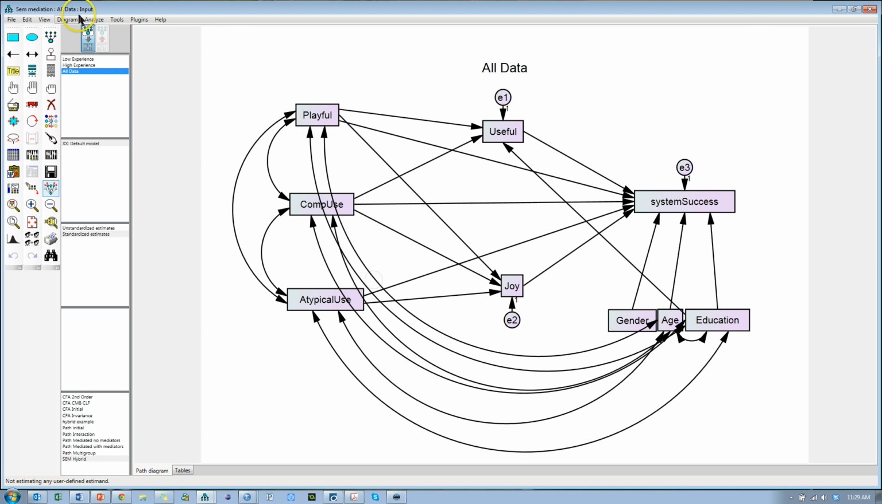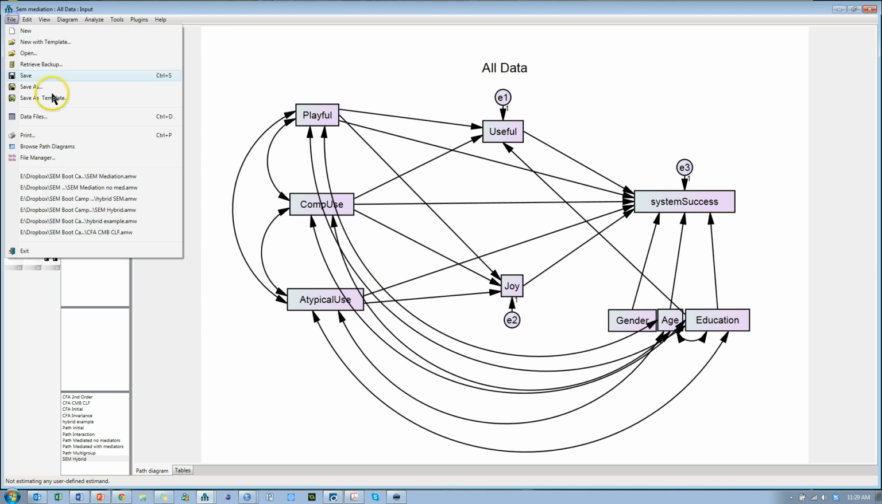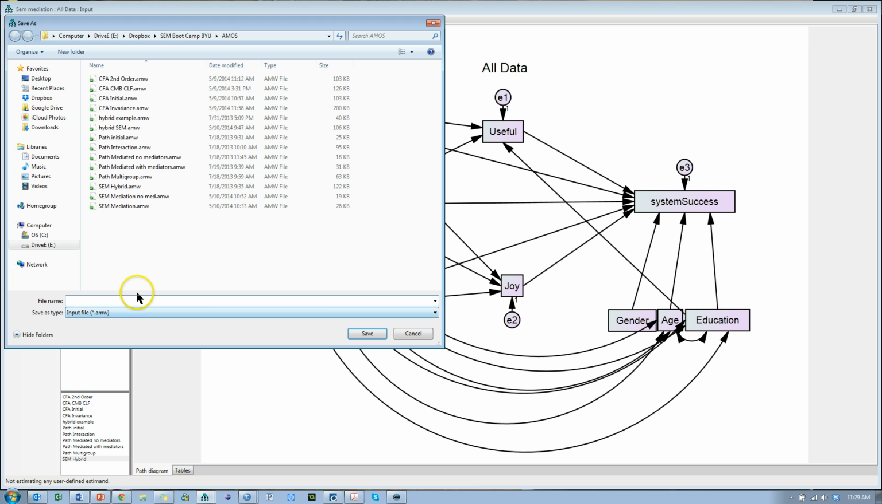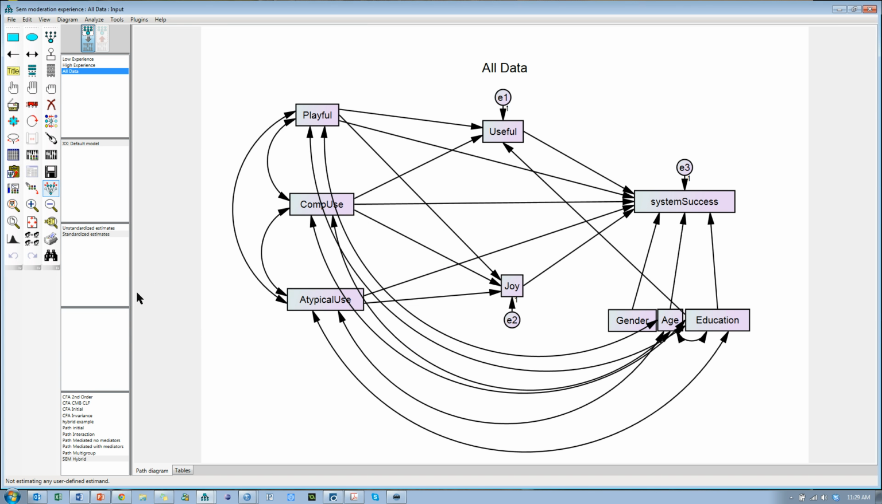Okay. Hit OK. Save as SEM moderation experience. Do you want to pick up the critical ratios there, right? Yeah, I do want to pick up critical ratios, which we'll do in a sec. Make sure we don't have any missing paths. Should be coming 3 out of each of these. I'm missing the one from when we were doing mediation. I deleted this one by accident. Add that back in. Don't miss any of those paths.